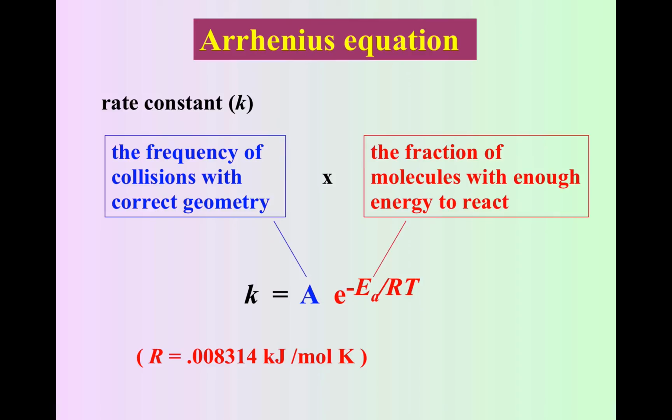R in this case, since activation energy is usually in kilojoules, we want to put R in kilojoules. So instead of 8.314 joule per mole K, we use 0.008314 kilojoule per mole K and use that value for R. Right, R is the gas constant, right? 0.0821 liter atmosphere per mole K or 8.314 joule per mole K. So we just have to move the decimal point and use kilojoules if we're going to use this equation.